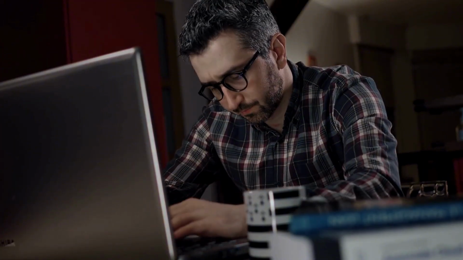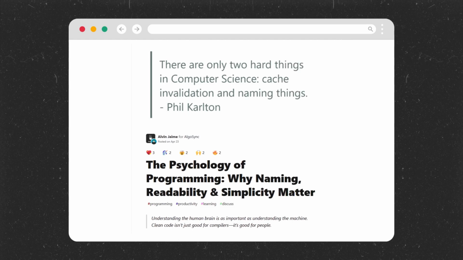Today, we're diving into something every developer feels, but not everyone can clearly explain: why naming, readability, and simplicity are so critical in programming. This topic comes from a blog post by Alvin Jaime featured on the AlgoSync community.